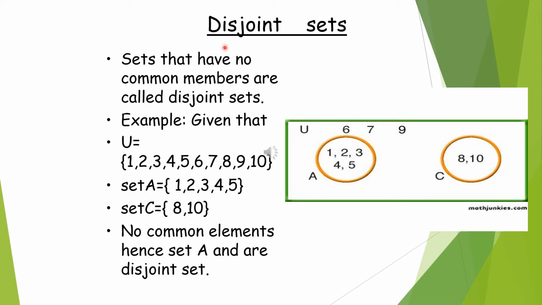Now we will discuss disjoint sets. When you are finding A intersection B, if A intersection B is phi, if you are not getting any element common between A and B, then those sets are called disjoint sets. It means we can write the property here: A intersection B is phi, then A and B are called disjoint sets.